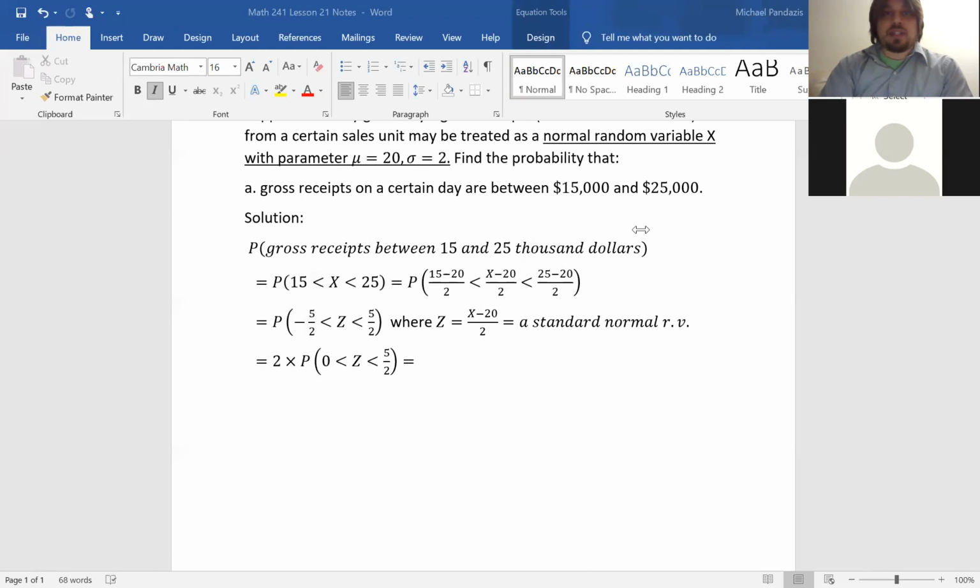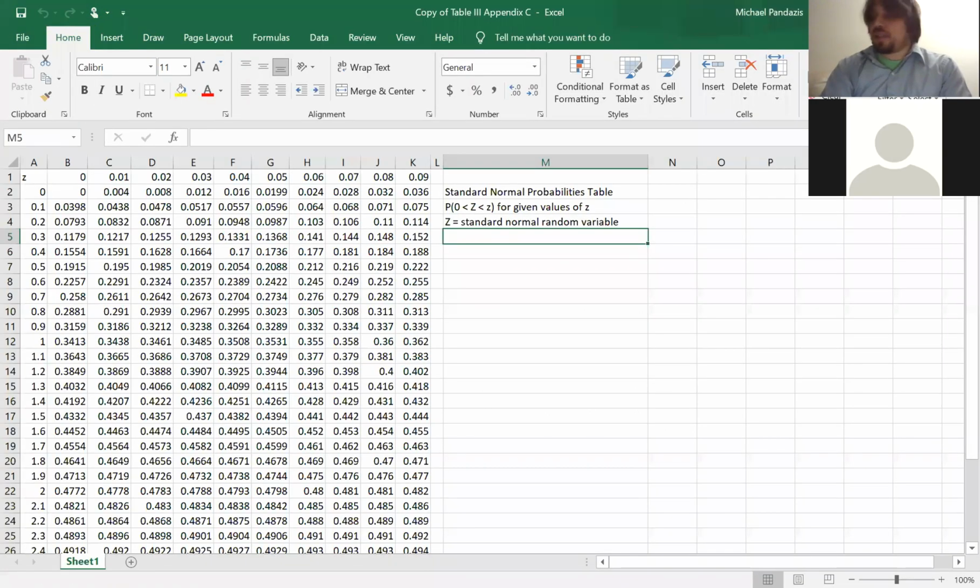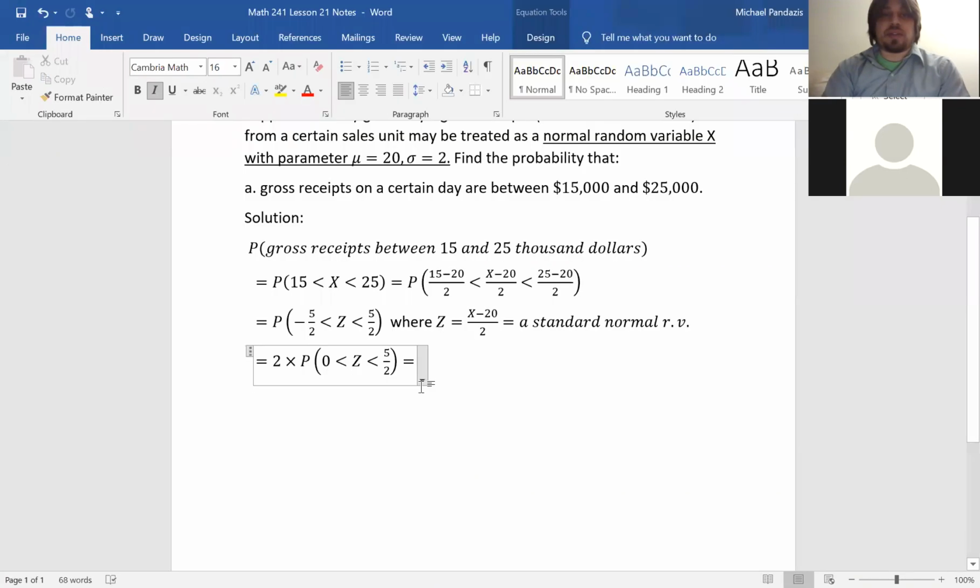Okay, so here we go. Here's the table. And so the probability we need is 0 less than z less than 5/2. 5/2 is 2.5. So let me just go here. This 5/2 is 2.5, right?